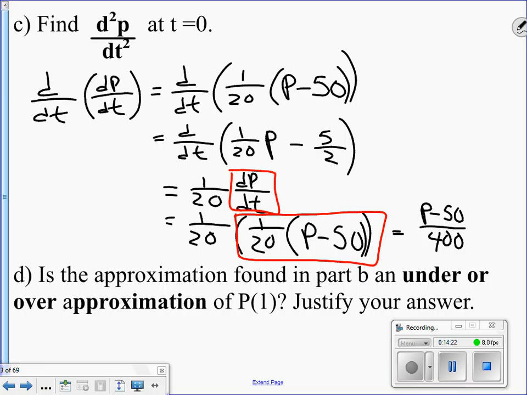All right, so it's 1 over 400 times P minus 50, or P minus 50 over 400. That's the second derivative.